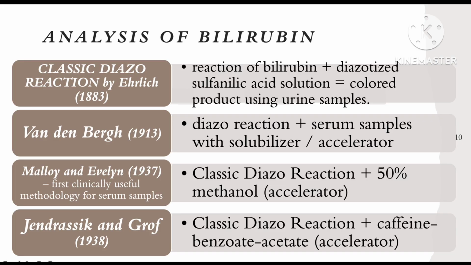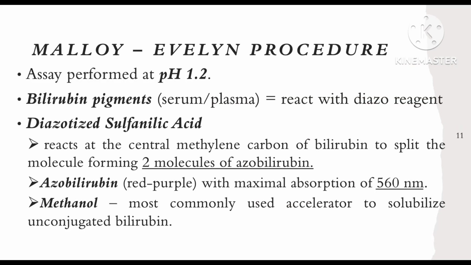The third one would be the Malloy and Evelyn method during the year 1937. This now serves as an improvement from the first two diazo reactions, and they created the first clinically useful quantitative test for serum bilirubin. Its principle is the same as that of the Ehrlich's diazo reaction, but Evelyn and Malloy used 50% methanol as an accelerator or solubilizer to allow both conjugated and unconjugated bilirubin to react.